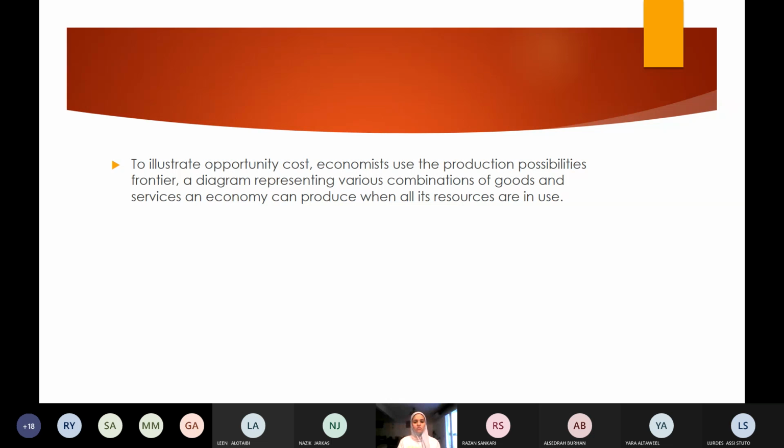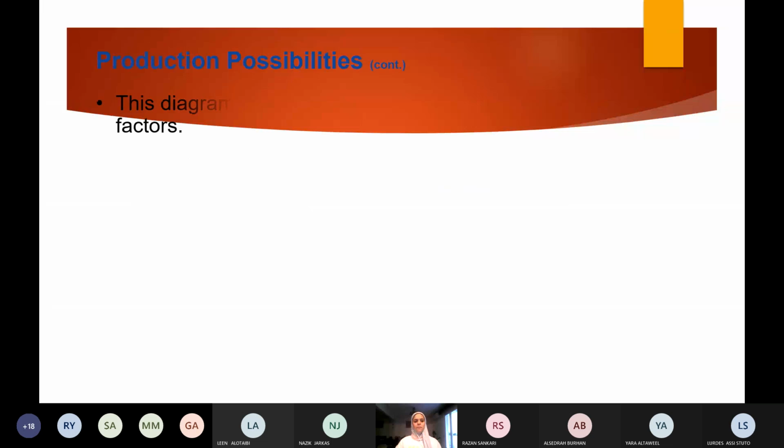Economists use the production possibilities frontier. What is this? A diagram. A diagram to show me the various combinations of goods and services. So whether to do this or this or this or this. And then you have to choose whether to go abroad or stay in Saudi Arabia or travel to Syria.